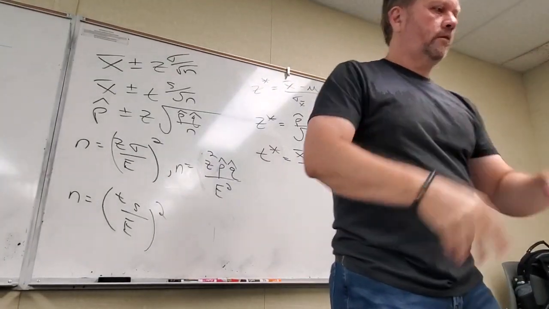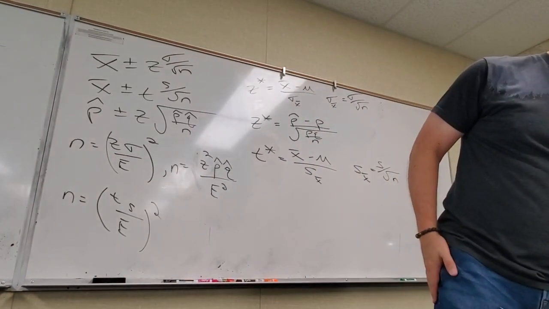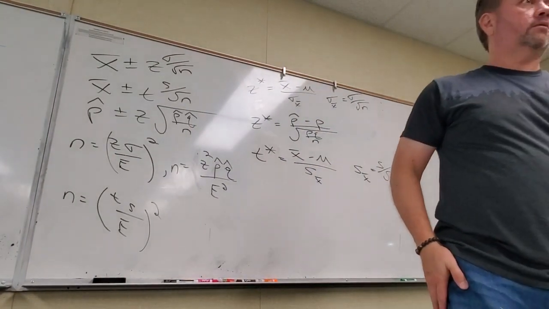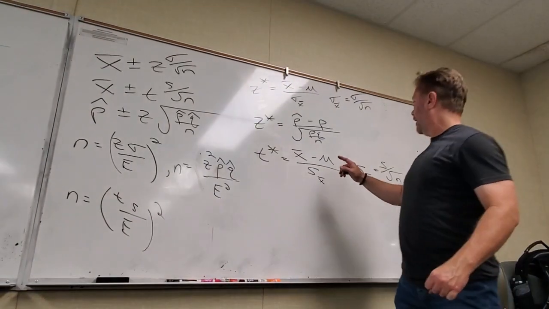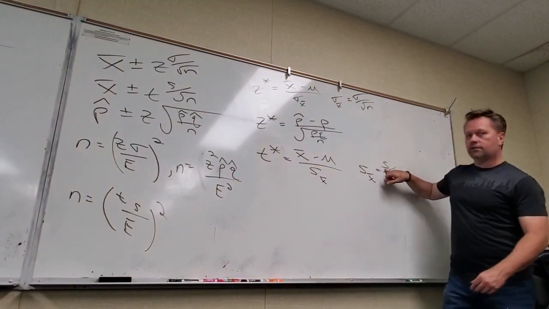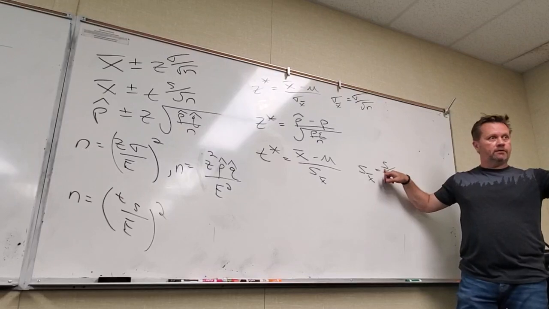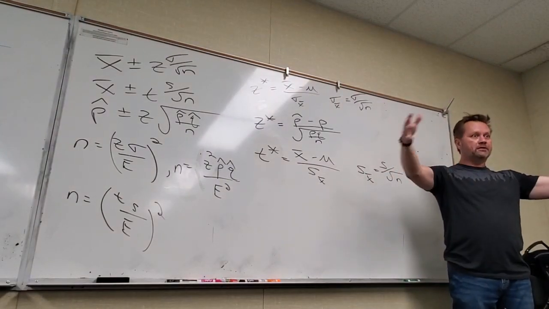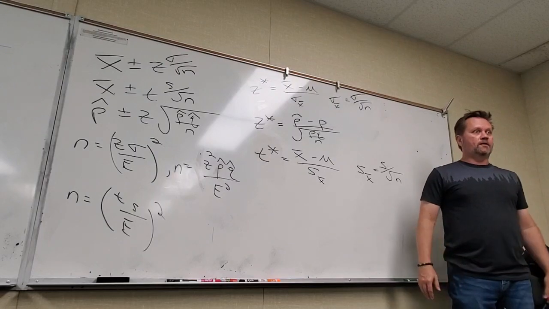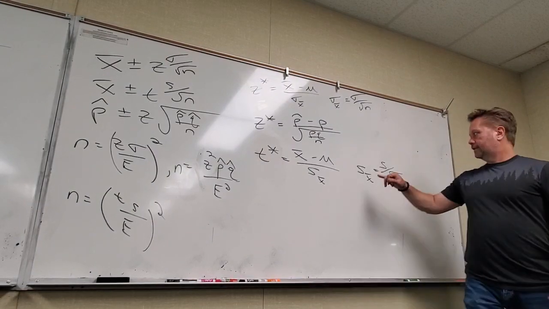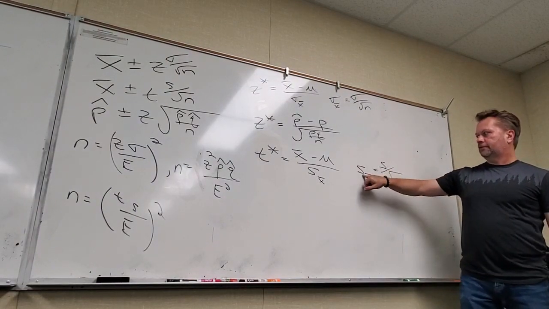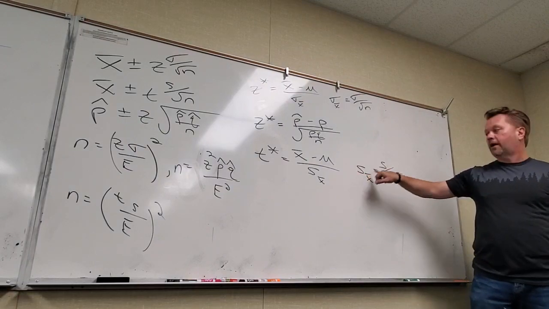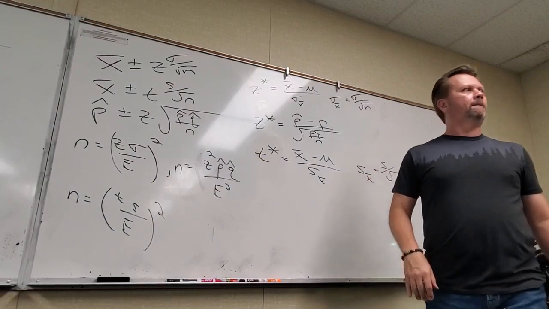So the S is the standard deviation of the sample. Good. S is the standard deviation of the individuals in the sample. S of X bar is the standard deviation between samples of individuals. So this is for individuals and this is for groups.